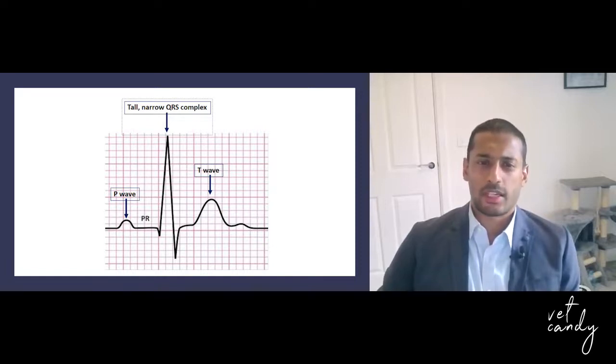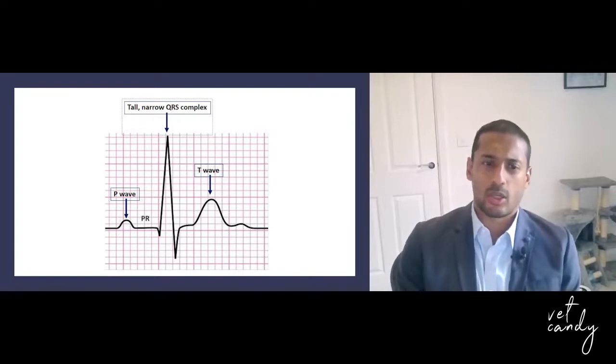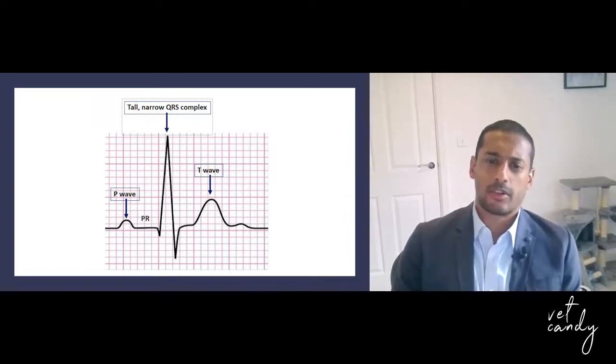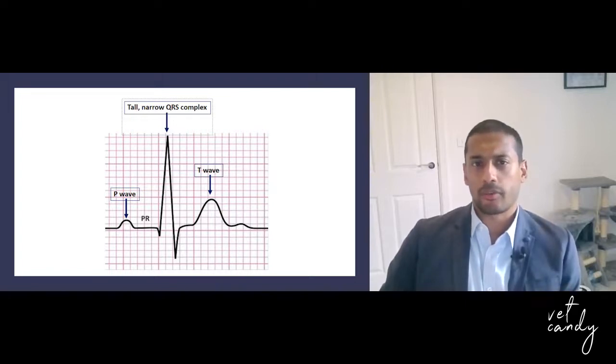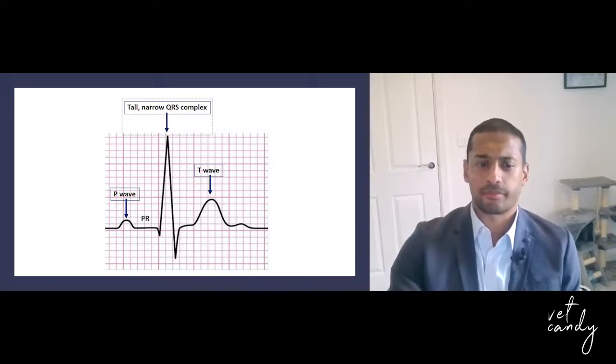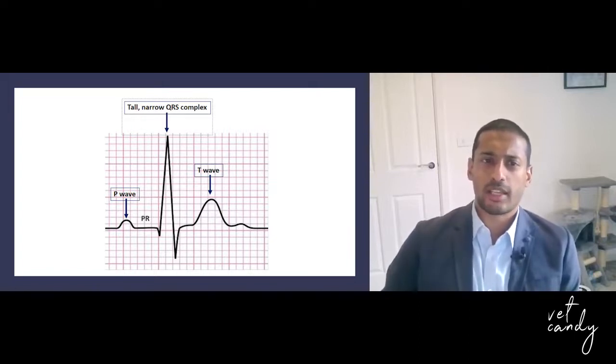The impulse then travels down the specialized conduction pathway, the bundle of His, the left and right bundle branches, and Purkinje fibers to the ventricles. This allows coordinated ventricular contraction and is the quickest and most efficient way to depolarize the ventricles. Ventricular depolarization is seen with the QRS complex. Under normal circumstances, the QRS complex should be tall and narrow, indicating that the impulse has traveled from the atria via the AV node and specialized conduction pathways. Finally, you have repolarization and the T wave. This is a normal or sinus heartbeat.